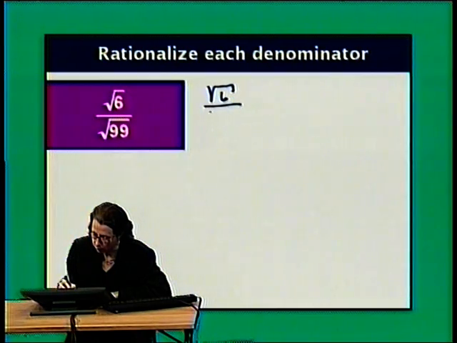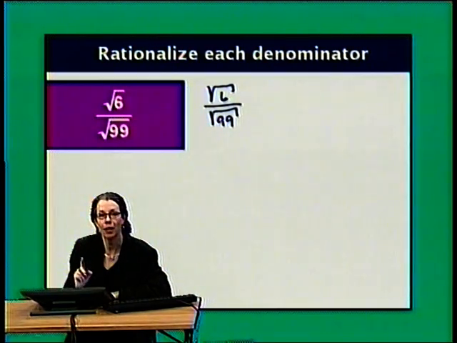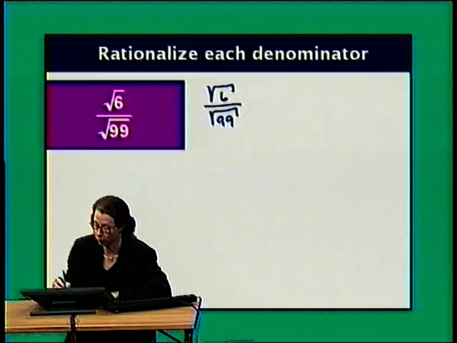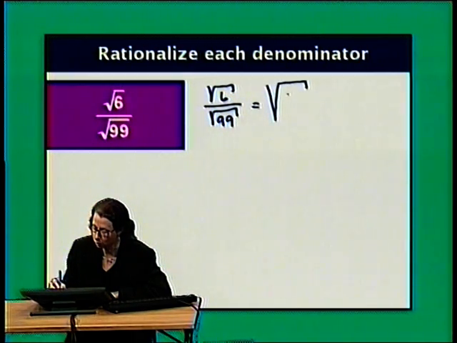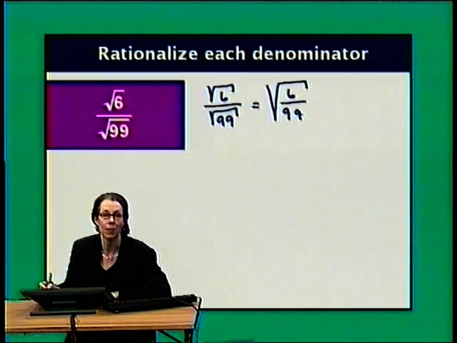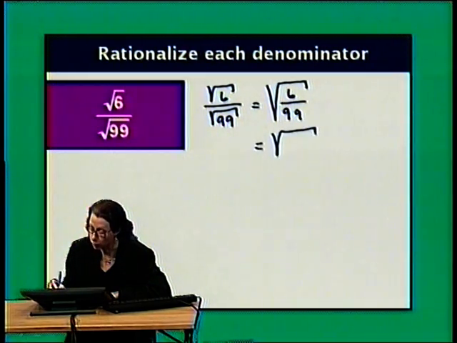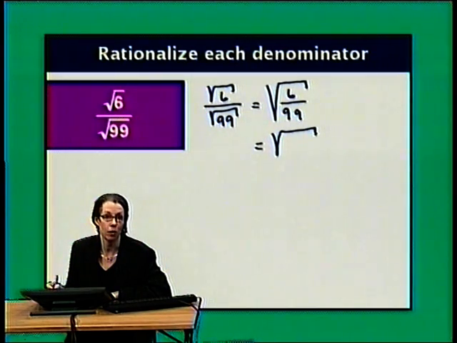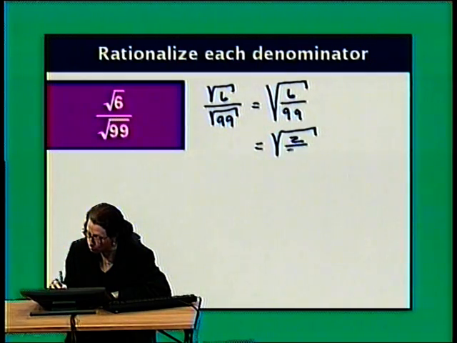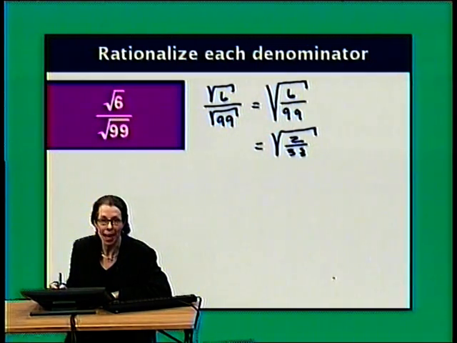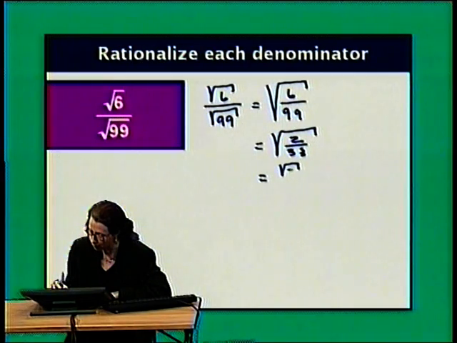Well, the square root of 6 over the square root of 99, I could start by using the quotient rule of square roots. This is the square root of 6 over 99. Now I have a fraction under the radical, and I can simplify that fraction under the radical first. Well, that fraction reduces. Both the numerator and denominator have a factor of 3. This reduces to 2 over 33. Now, breaking this up again, this is root 2 over root 33.